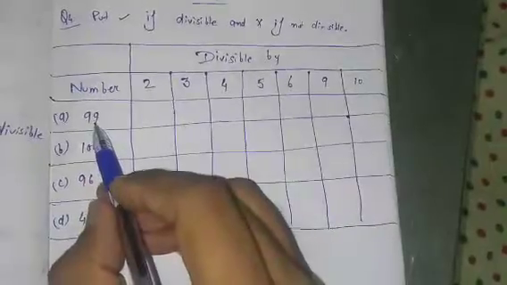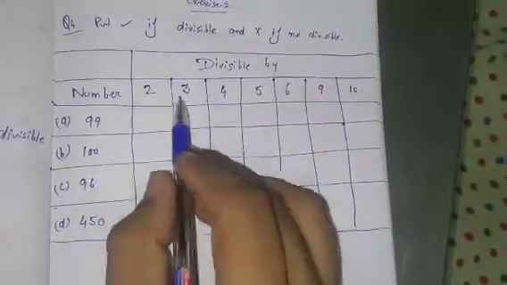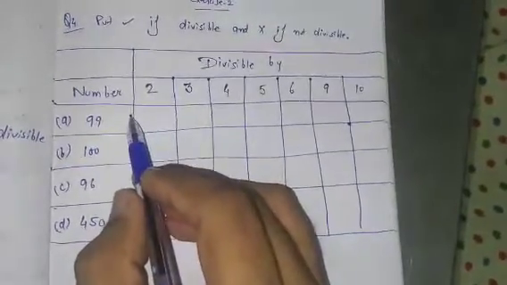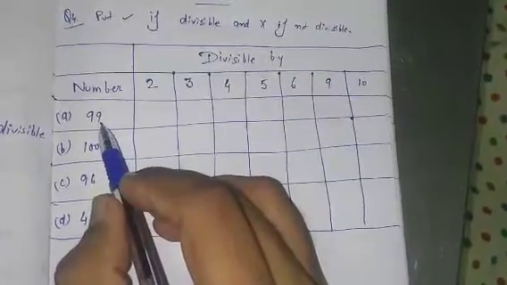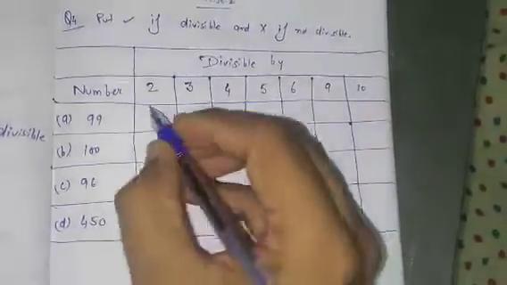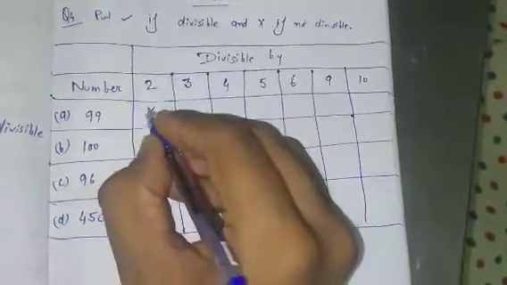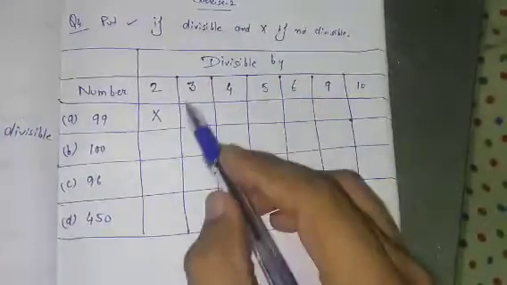First number has been given 99. As you know students, 99 will not be divisible by 2 because the rule of the 2 is if the ones number is 0, 2, 4, 6, 8, so that number will be divisible by 2, otherwise no. So it means 99 will not be divisible by 2. So here you will put the cross because that number is not divisible. If divisible, then you will use tick.